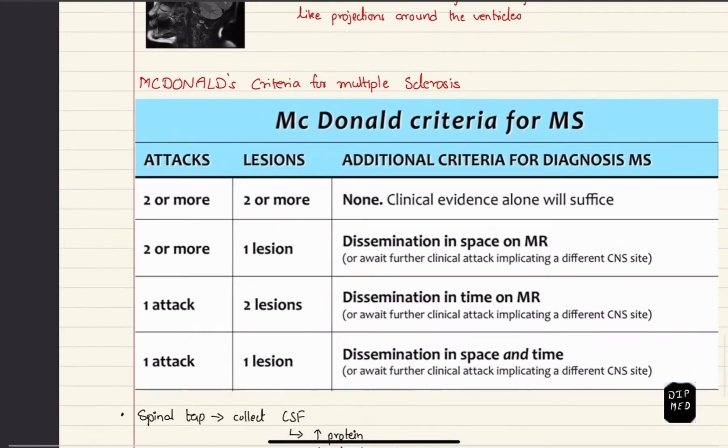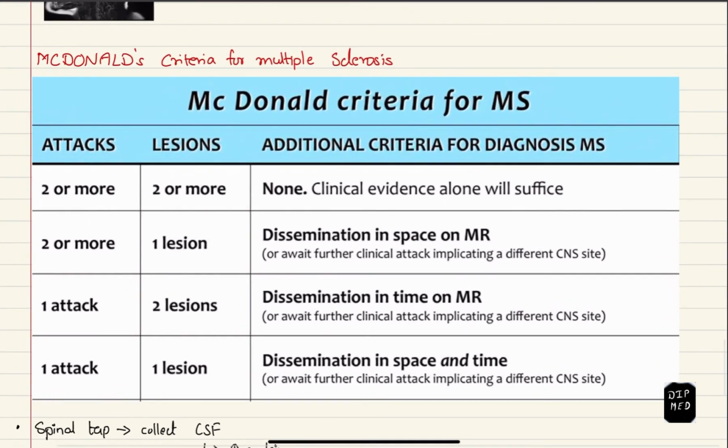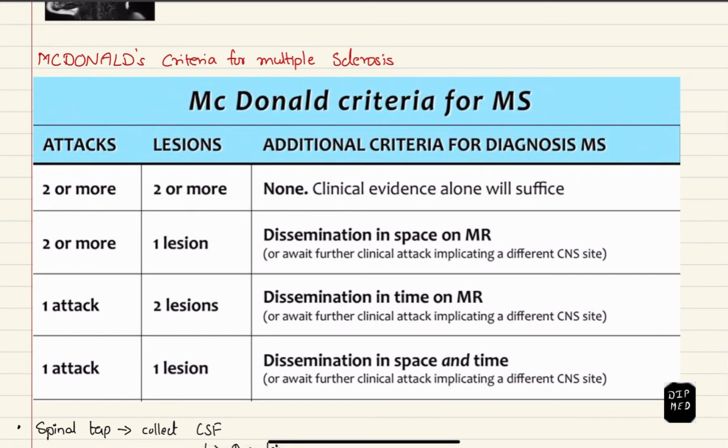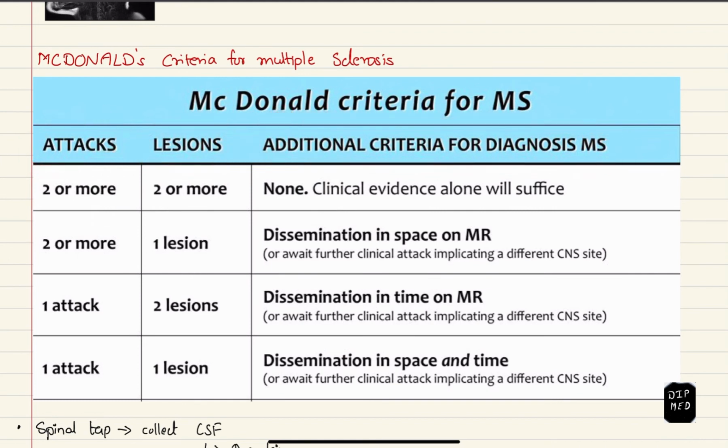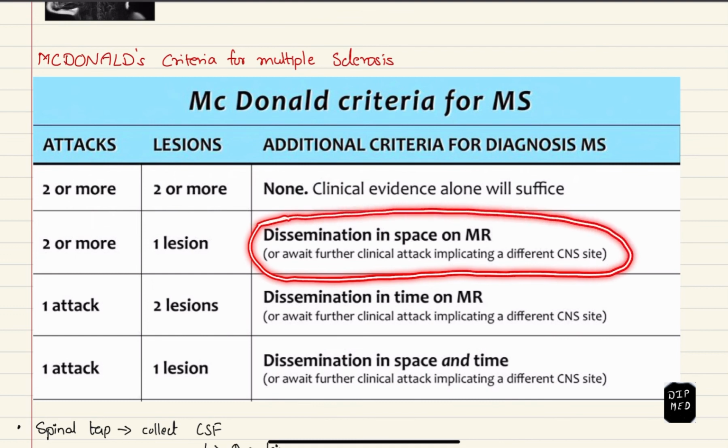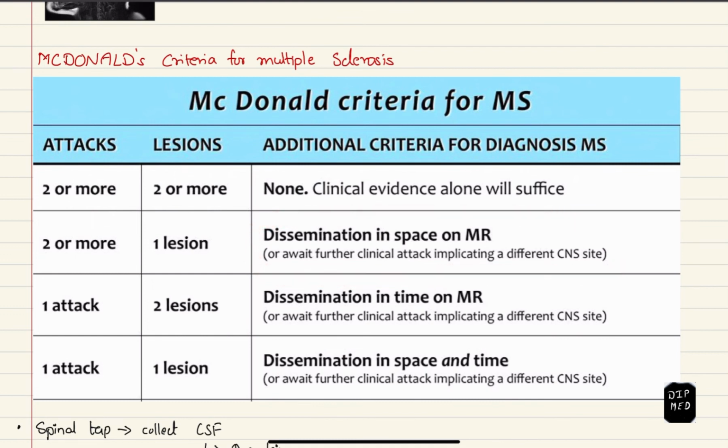Now let's talk about McDonald's criteria for diagnosing multiple sclerosis. Here we observe the number of attacks, the number of lesions, and additional criteria for diagnosing multiple sclerosis. If the number of attacks is 2 or more, and the number of lesions is 2 or more, then we can simply diagnose it as multiple sclerosis with no additional criteria required. If the attacks are 2 or more, but the lesion is only 1, then we should look for dissemination in space on MRI or wait for a further attack to diagnose multiple sclerosis.